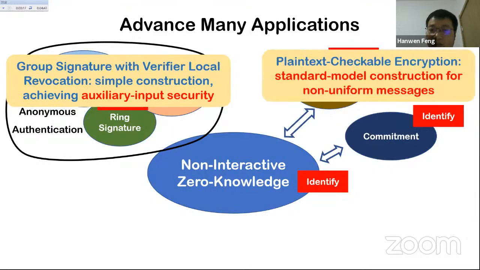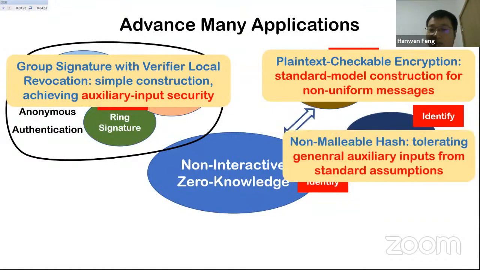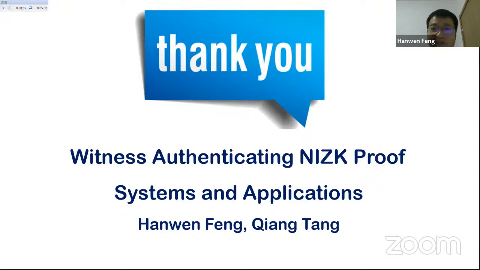We also obtain plaintext checkable encryption. This is the first standard model construction for non-uniform messages. Most interestingly, we obtain non-malleable hash. This is a primitive for instantiating random oracles. We obtain the first construction tolerating general auxiliary information from standard assumptions. That's my presentation. Thank you.